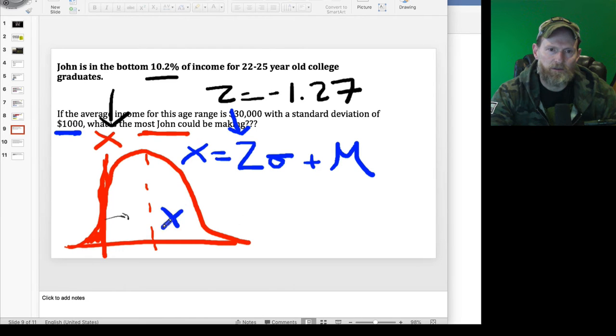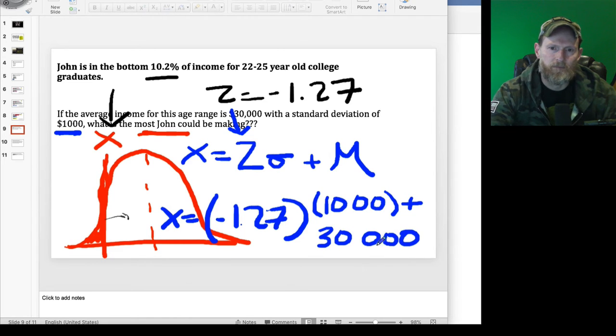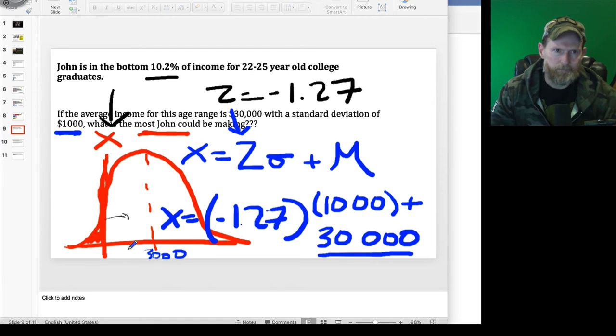So x would be negative 1.27 times 1,000 plus 30,000. And that value is going to be less than 30,000, which makes sense because 30,000 is the mean, and this is 1.2 standard deviations left of the mean. So it's going to be less than 30,000. So that concludes that problem.